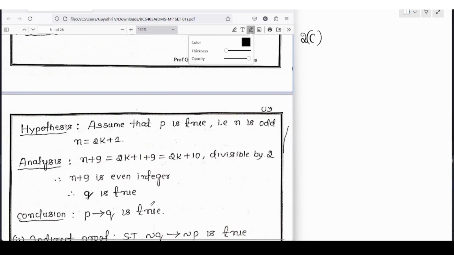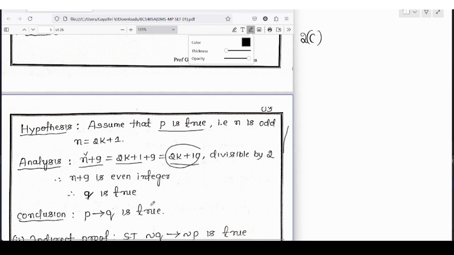Direct proof, first step, hypothesis. Let us assume that P is true. P is true means n is an odd number, we are accepting that. If n is an odd number, it will be in the form 2k plus 1. Next step is analysis. We have to consider n plus 9. n we have already taken as 2k plus 1, so let us substitute. In the place of n, I have substituted 2k plus 1, plus 9 as it is. This simplifies to 2k plus 10.